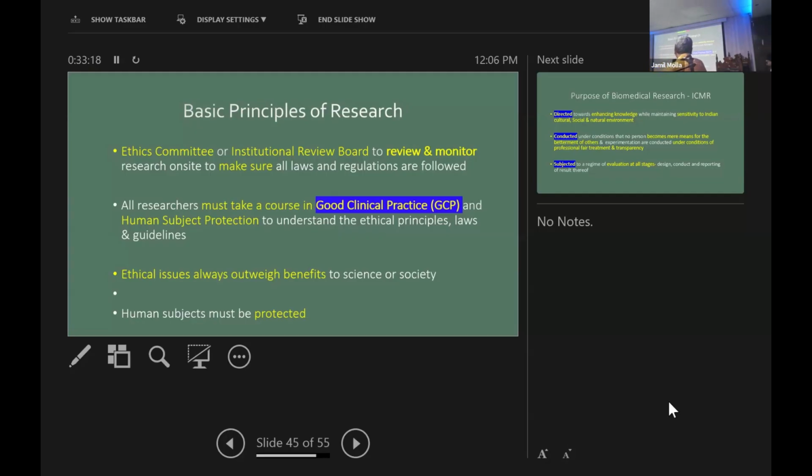And regarding ethical issues, please remember, ethical issues should always outweigh the benefits. For any benefits, you cannot ignore the ethical issues. So ethical issues must be considered first, and only then comes the question of benefits. So that is the thing.